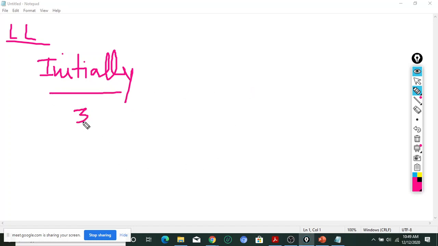This is initially the condition. For example, this is my initial tree. This is 30 and this is 20.